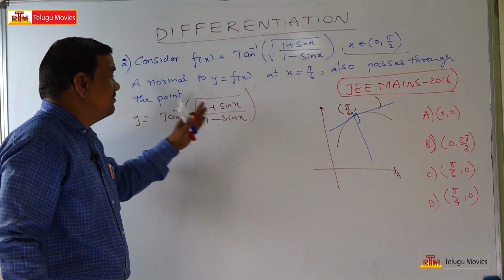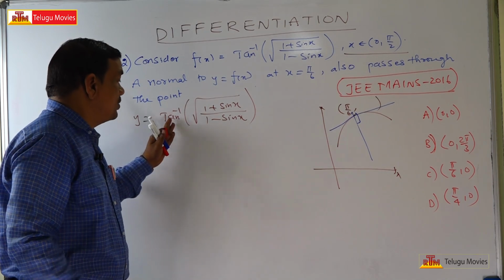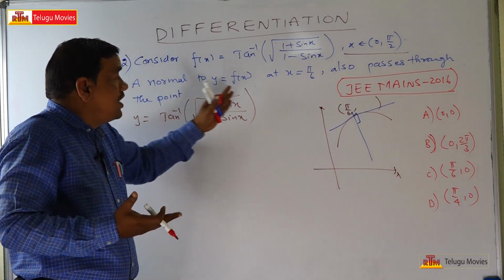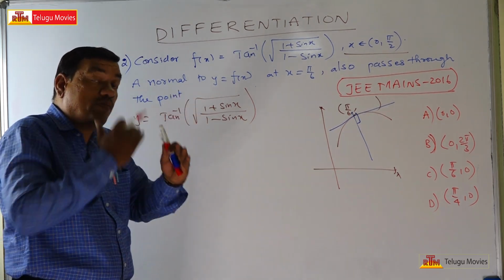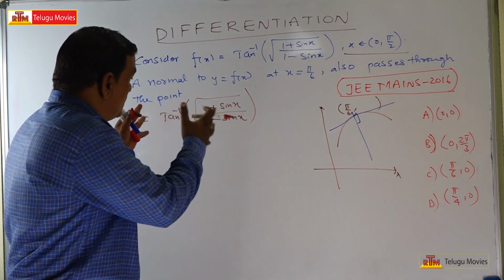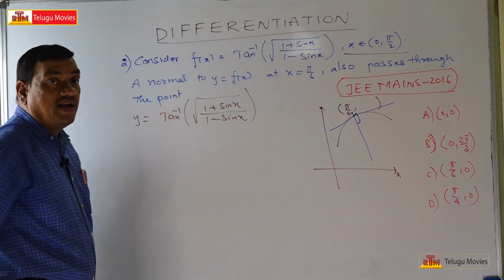Why? Because the tan inverse x derivative is a very big composite function. Here tan inverse x derivative, again root x derivative, again (1 + sin x) by (1 − sin x), again the u by v formula you have to write down. So let us simplify this expression first, before finding dy by dx.